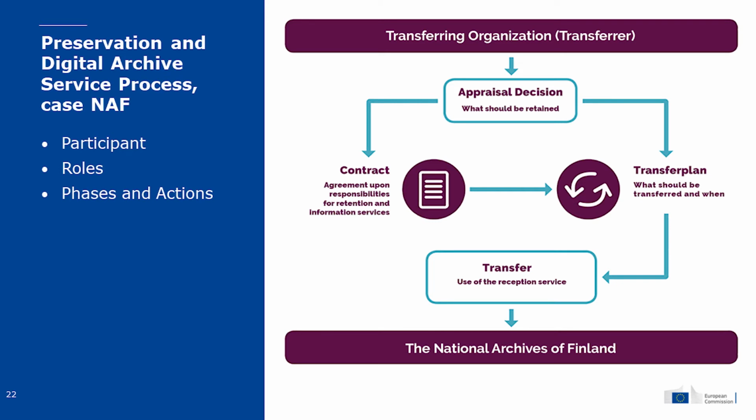Then we can go to phases and actions. The main phases and actions start with the appraisal decision, what should be retained. So the starting point is that the transferring organization has an appraisal decision, and we use it to identify the permanently preserved information that should be transferred and retained. This is the process of the National Archives.